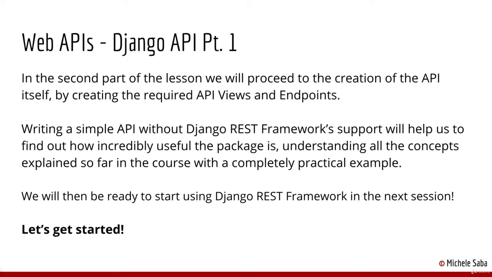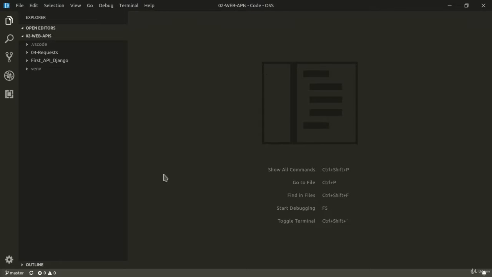Let's get started. Okay, so here we are in Visual Studio Code, and as you can see, I'm currently within the same folder where I was developing the code for the previous lecture. And I've created another folder called First API Django, where I'm now going to create a new Django project.